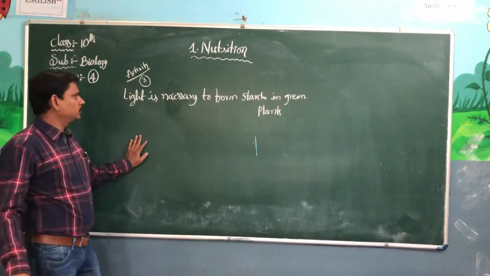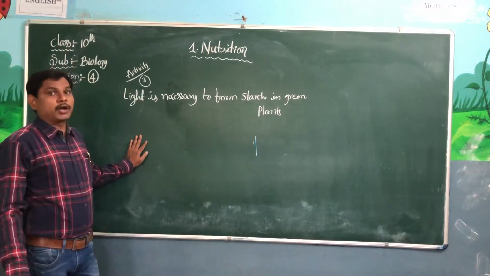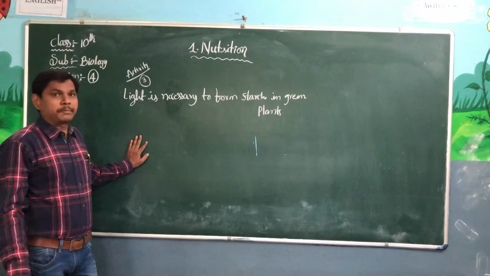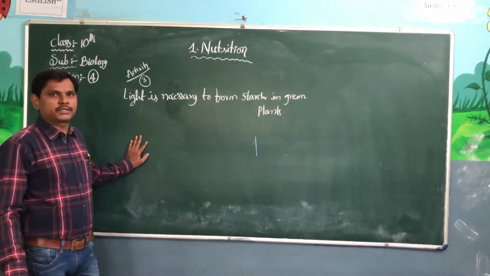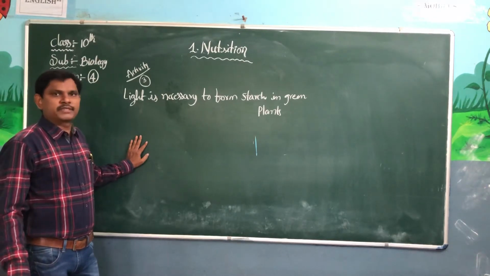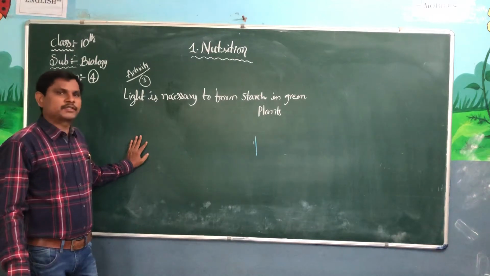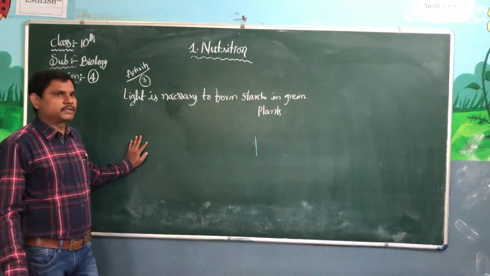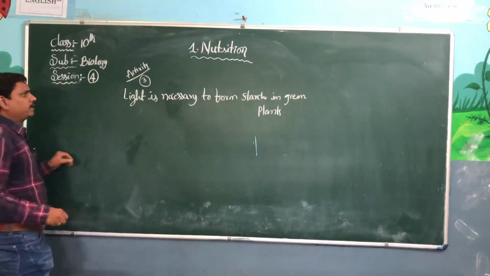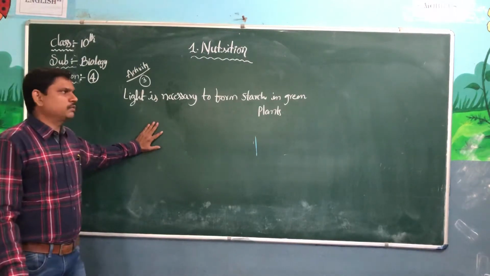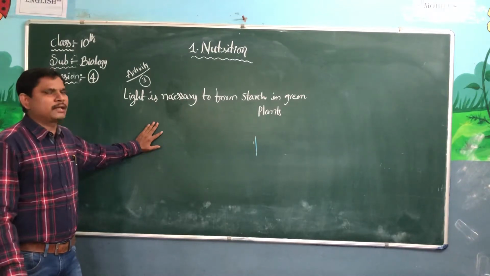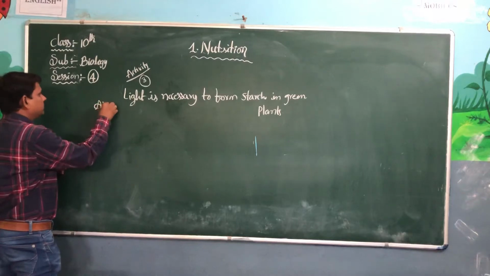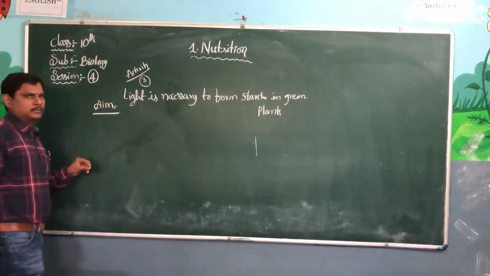Activity 1: starch, it's a type of carbohydrate. Activity 2: carbon dioxide is essential for photosynthesis. After that we discussed the lab activity. Today we are going to discuss activity 3, that is, light is necessary to form starch in green plants. While we are writing the activity, we should follow some steps.